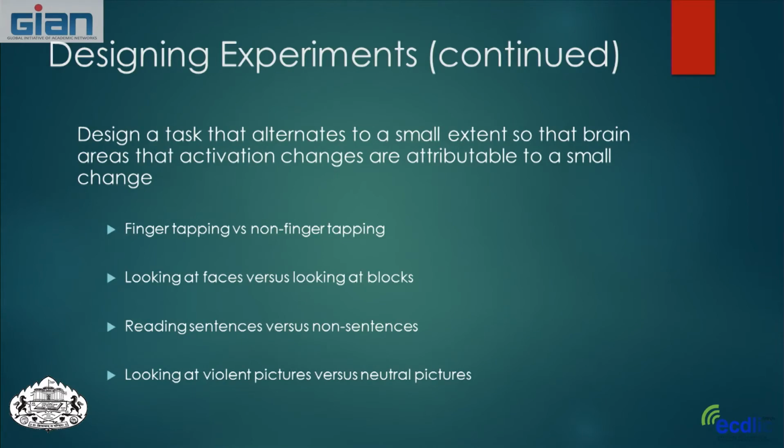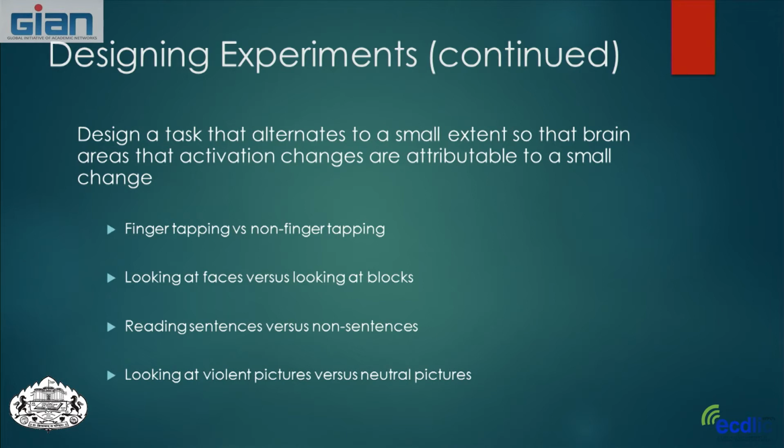So like I said before, we want to design something that alternates between two cognitive states, but we want two similar cognitive states. By doing this, we can take the areas that are activated similarly in both conditions, and during our statistical analysis, these areas will subtract out. So for example, if we're having finger tapping versus non-finger tapping, all the background things that are occurring besides just that finger tap will hopefully subtract out when we do the statistical analysis.